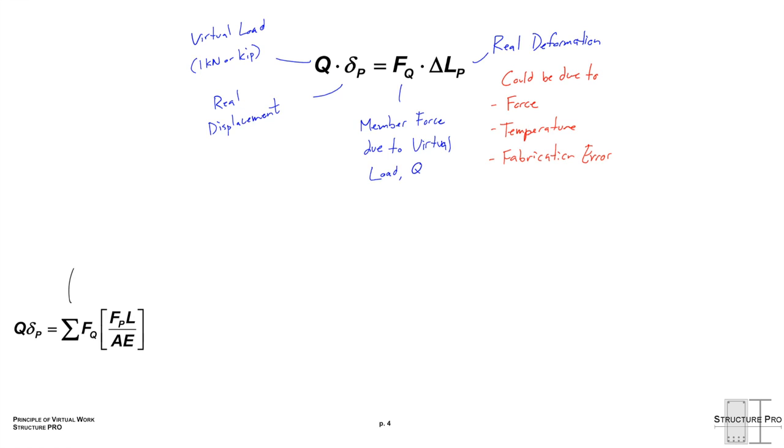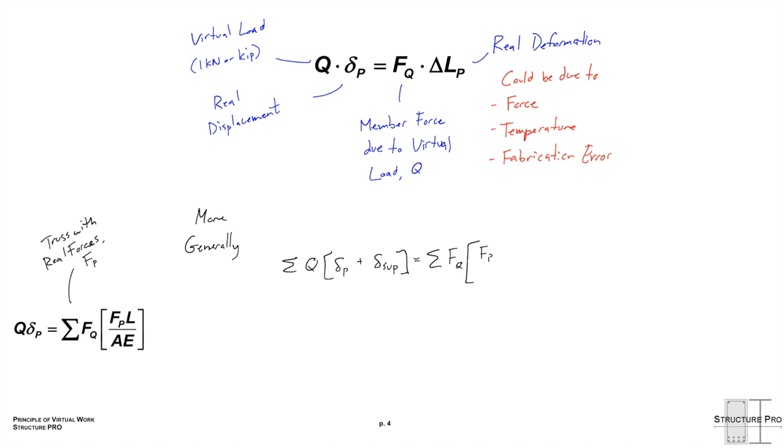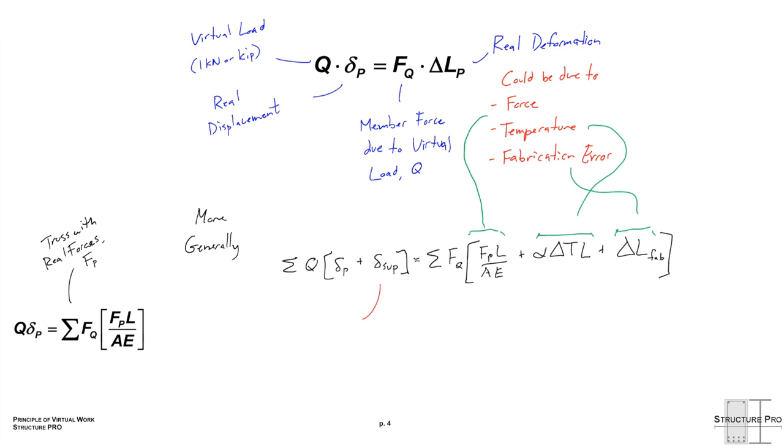All these result in members getting longer or shorter. I've written the equation that we derived in the bottom left corner here, and this was for a truss subjected to a real force P. But more generally, we can write the following. The sum of all the Q's times delta P plus delta sup, or support, equals the sum of FQ times FPL over AE plus alpha delta TL plus delta L fab. That was a bit of a mouthful, so let's link up all these terms with what they're caused by. The FPL over AE is from a force, as we know. The temperature produces a change in length of alpha delta TL. And the fabrication error is simple: it's just how much longer the element was than it should have been, delta L fab.